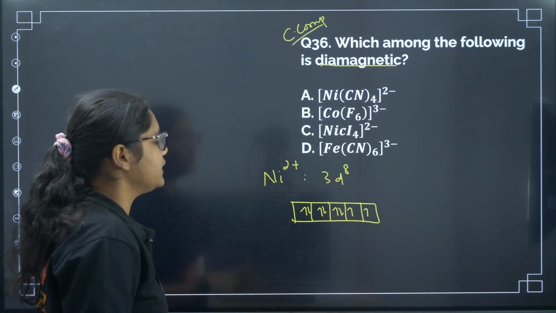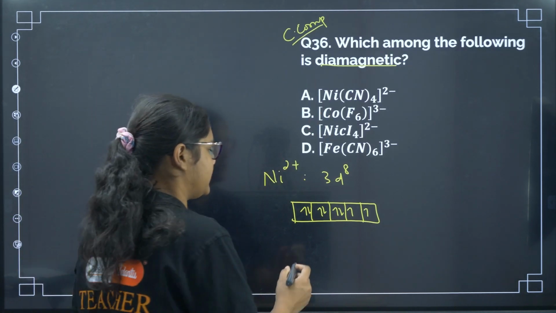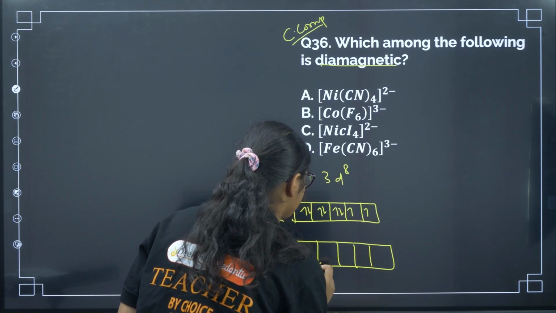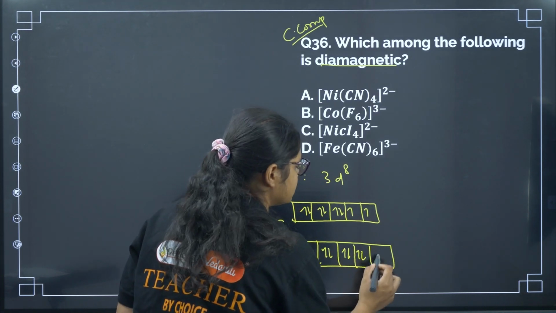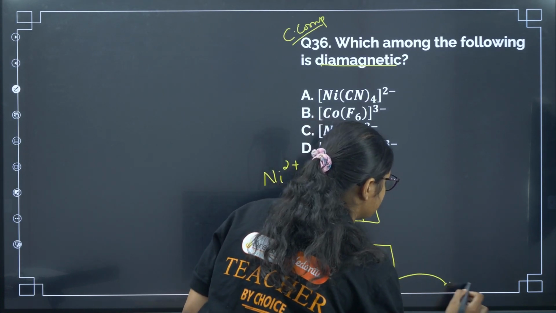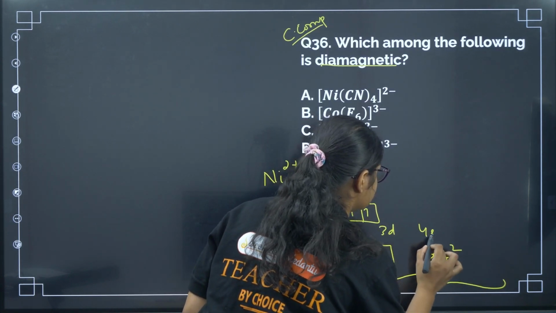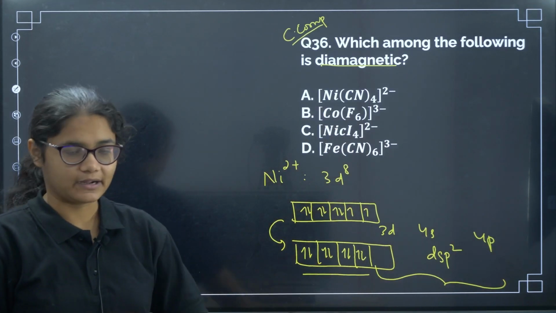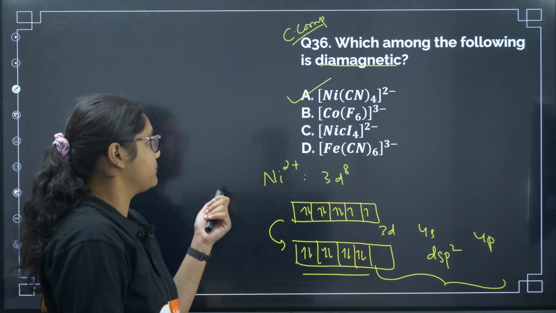Okay. And this is a strong field ligand, so pairing of electrons can take place. So when pairing of electrons takes place, we will get this configuration 1, 2, 3 and 4, right? So this dsp2 hybridization will be there, 3d, 4s and 4p, right? Since here there is no unpaired electron, it is a diamagnetic compound. So the correct answer for this question will be option number A.